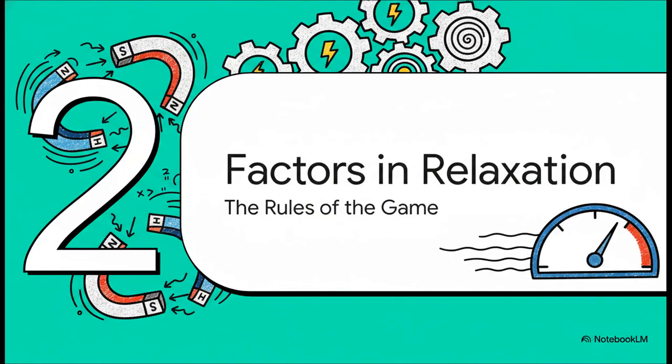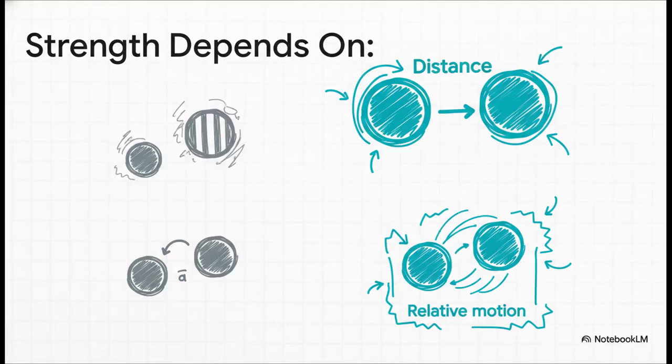Okay, so if this interaction is the engine, what are the rules of the game? What controls how fast that engine runs? Well, there are four main things that control how strong this interaction is. And while they all matter, for understanding the contrast we see every day, we're going to focus on the two most critical ones: the distance between the spins and how they're moving relative to each other.